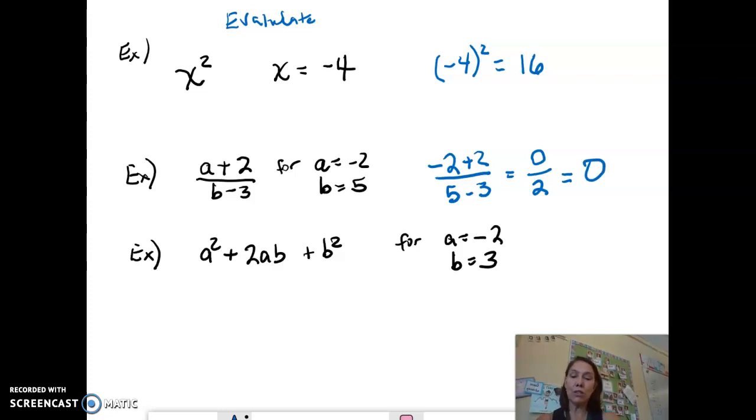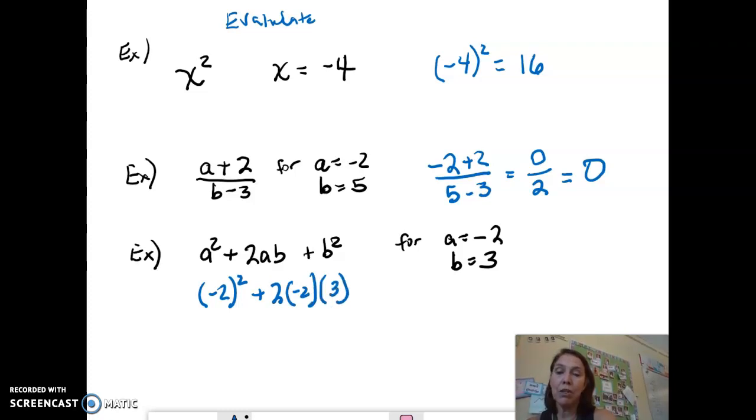Okay, look at your third example that I'm giving you here. Here we have a squared plus 2ab plus b squared. And I'm told that a is negative 2 and b is 3. This is when you're going to need to use those parentheses. So I'm going to plug in here, instead of an a, negative 2, square that number, plus 2, plug in a is negative 2, I'm putting it in parentheses, which just means multiply, because remember, we're not using x to multiply anymore, 3, and then plus negative 2 squared.